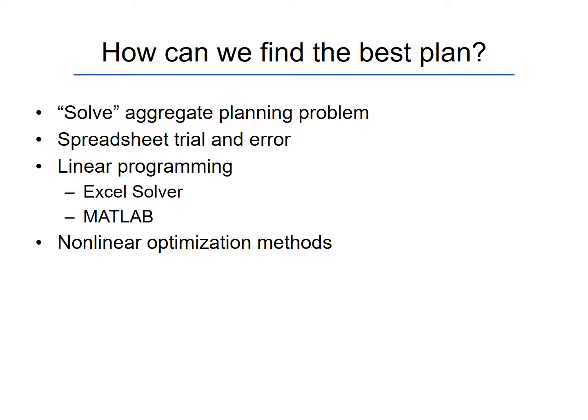So how can you actually find the best production plan? We have to solve an aggregate planning problem. So we have to first formulate this problem and actually solve for variables. This is an iterative process. You can do trial and error. That's one approach. You create a spreadsheet model and just try different numbers and see what you get. I don't recommend this.